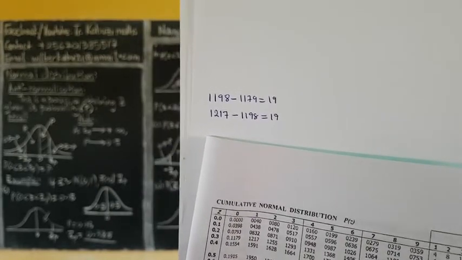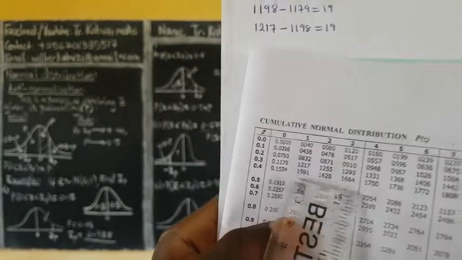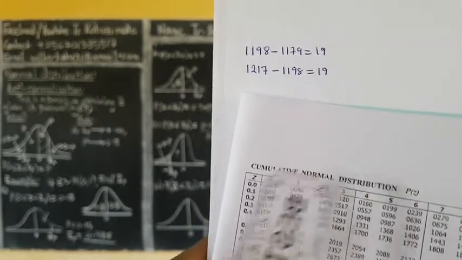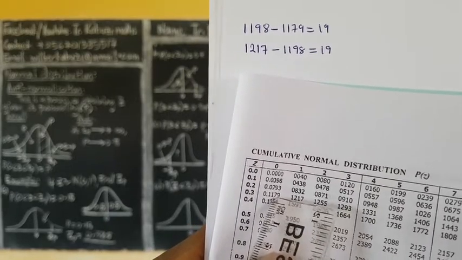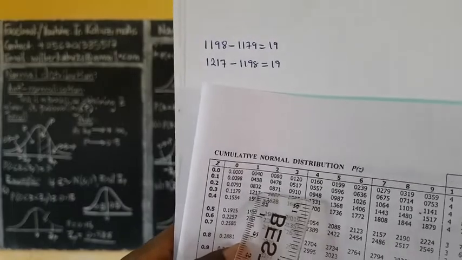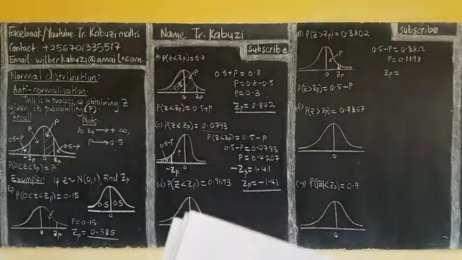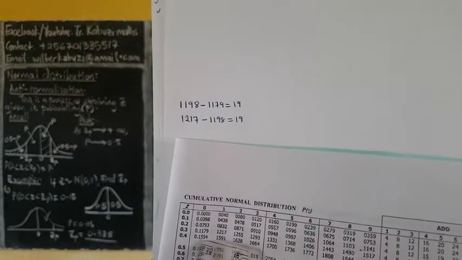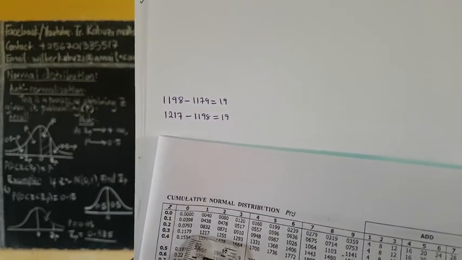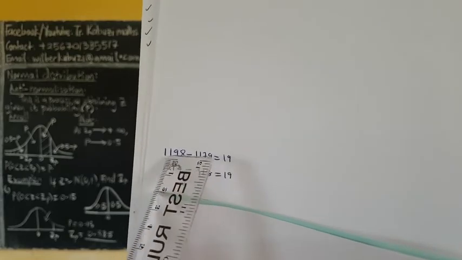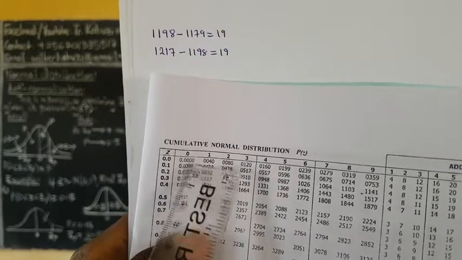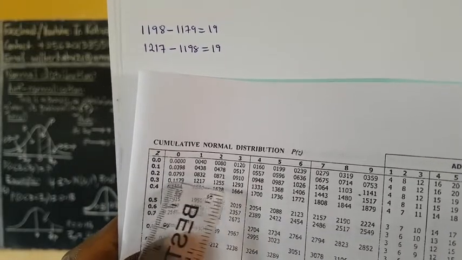Now, which one reached there faster? If the difference is the same, we take this one, because this one is yet to reach that one, while this one has passed it, this one starts beyond 1198. So we take this. But now this one, when we take it, it's 1179. But it's not yet to 1198. So it's this now under 0. So we have 0.3 under 0.